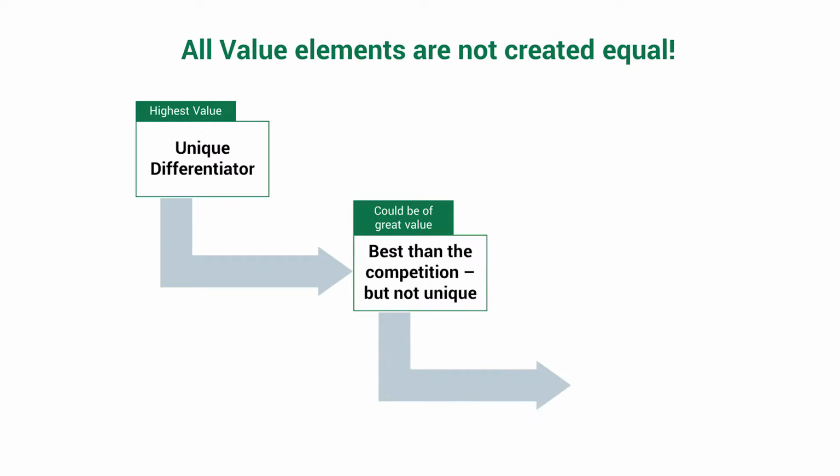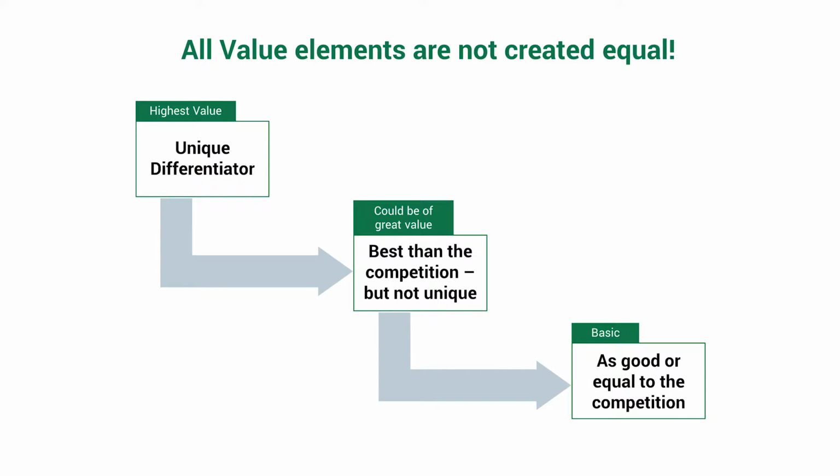The next best value element is where you are better than your competitor. So the competitor may also offer what you have, but they are not better than you. This is often the case. And finally, if all else fails, a value element could be something where you're at least as good as or equal to your competitors.